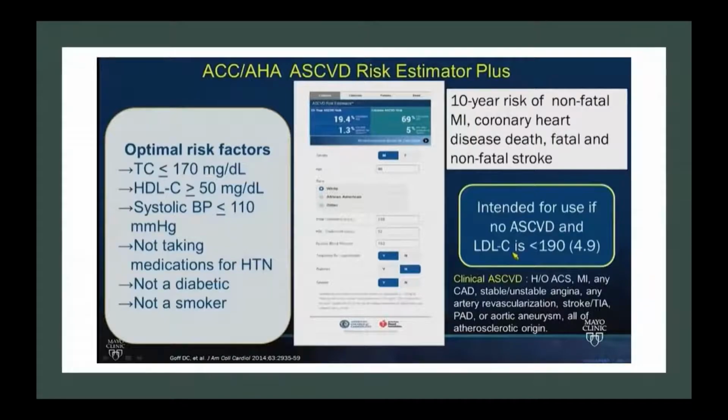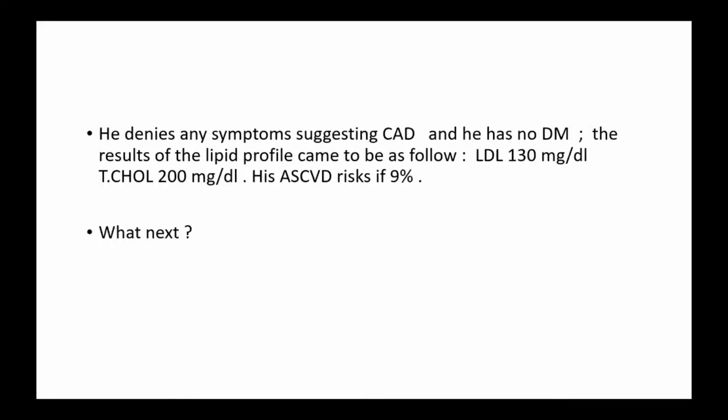Now, what else will you do? You sent for him. Now he has no symptoms suggesting coronary artery disease, and he has no history of diabetes. The results of the lipid profile came as follows: LDL is 130 milligram per deciliter, his total cholesterol is 200, and his atherosclerotic cardiovascular risk score is 9%. What's next?